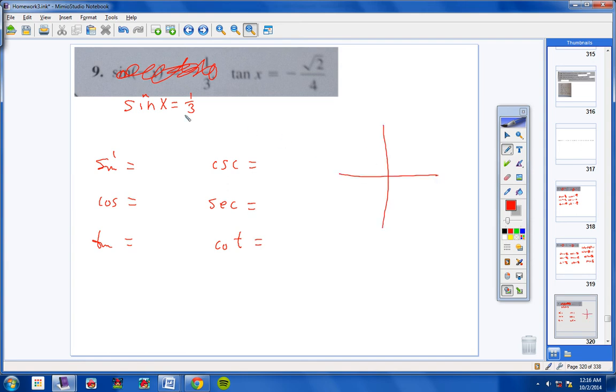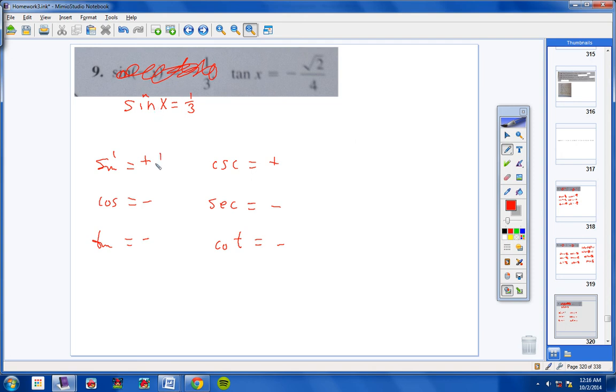So we want sine to be positive, that's here or here, but tangent to be negative, that's going to be here in the second quadrant. So the sign sequence in the second quadrant is positive, negative, negative, positive, negative, negative. Okay. And here we go.